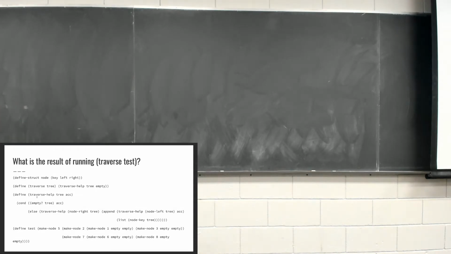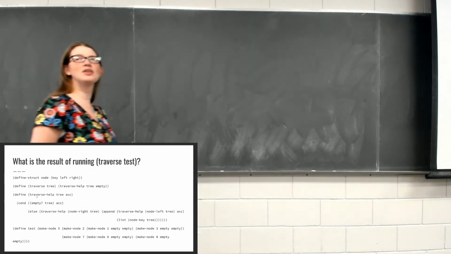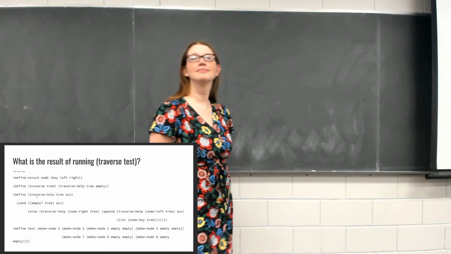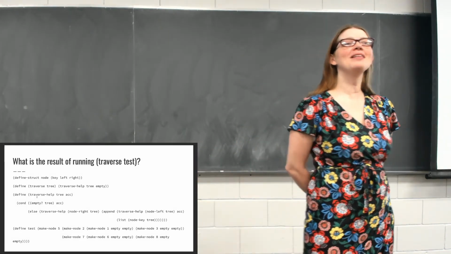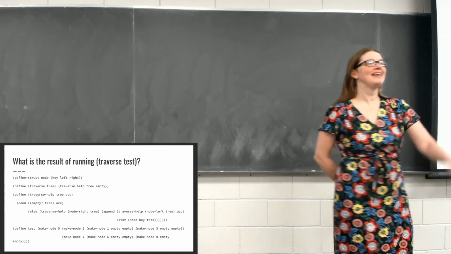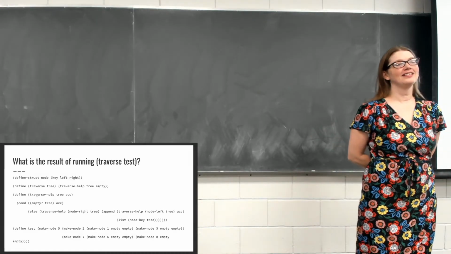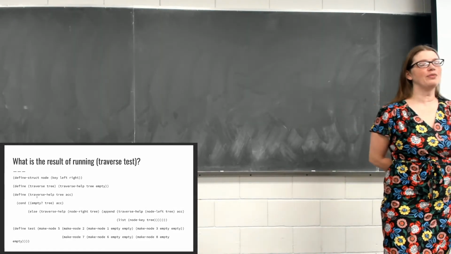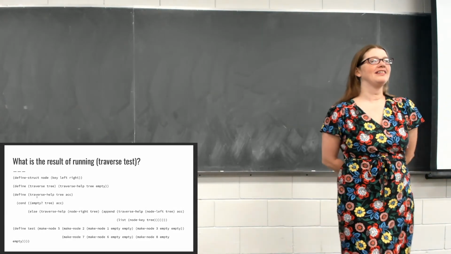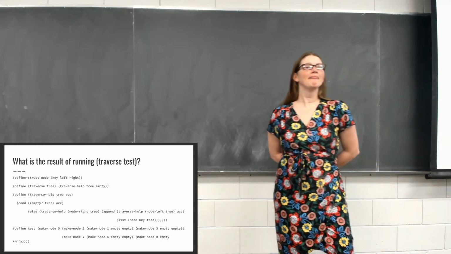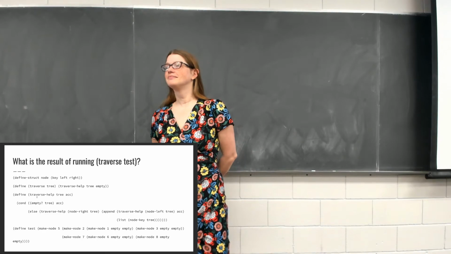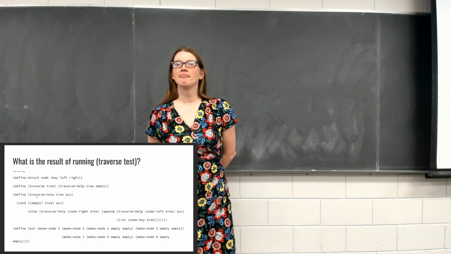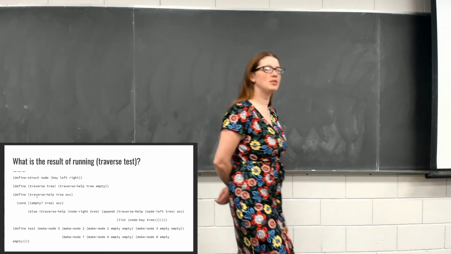Does anybody have any ideas to what list is going to be produced? Any thoughts at all? Yeah. It is a map to get down through the tree, but what order is it going to be in? So it's a little tricky to see here, so I'll tell you what it is.